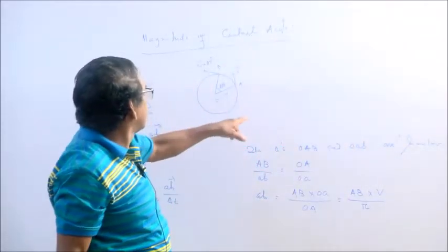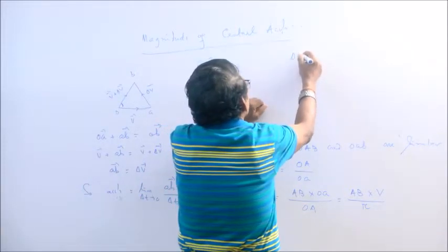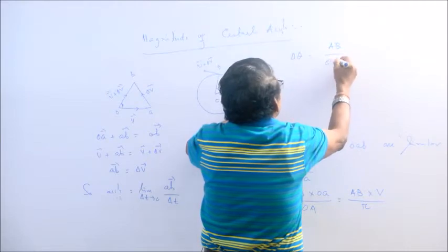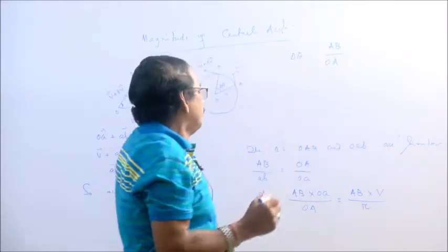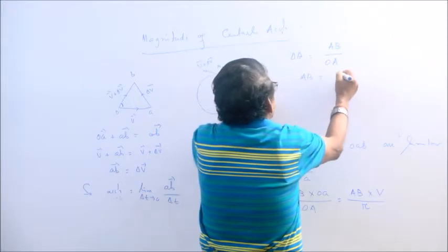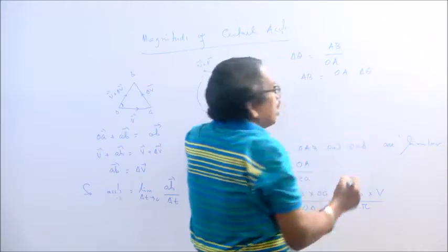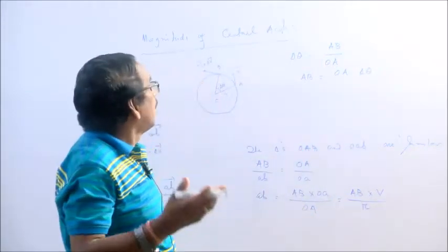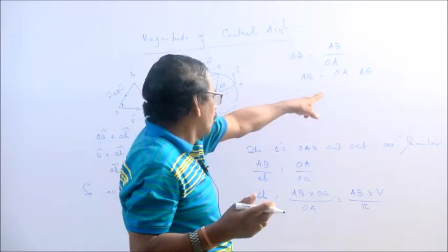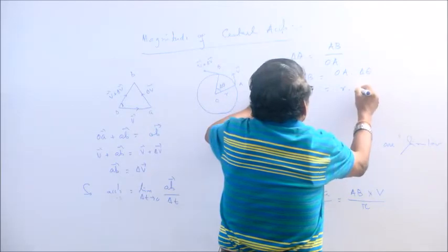Now, as you know, from the arc, delta theta is equal to how much? AB by OA. So, AB is equal to how much? AB is equal to OA into delta theta, because theta is equal to L by R, the concept of arc. Delta theta is AB by OA. So, AB is equal to OA into delta theta. What is OA? R into delta theta.